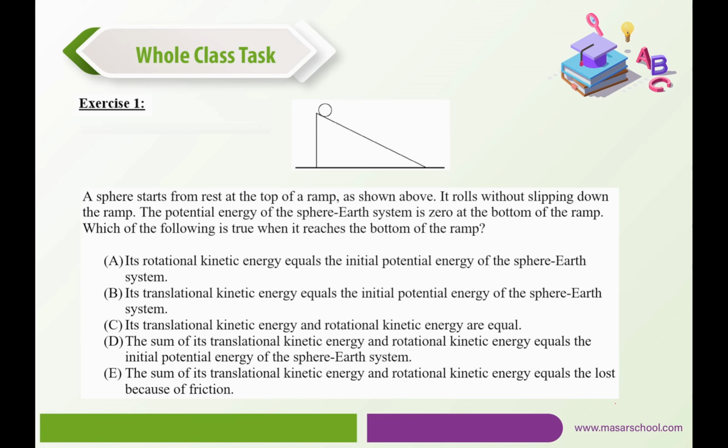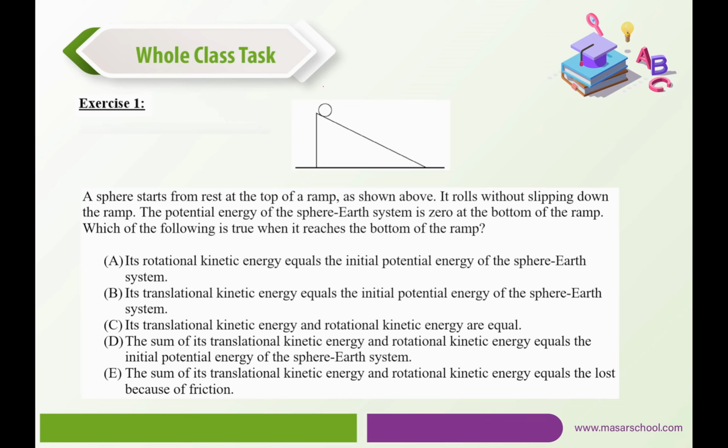And now for the rest of the video, we're going to solve the following exercises. A sphere starts from rest at the top of a ramp as shown above. It rolls without slipping down the ramp. The potential energy of the sphere-Earth system is 0 at the bottom of the ramp. Which of the following is true when it reaches the bottom of the ramp?